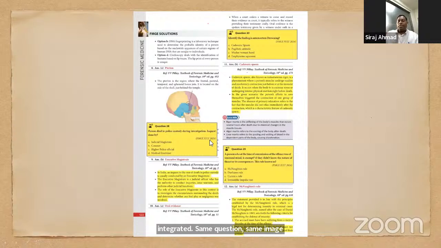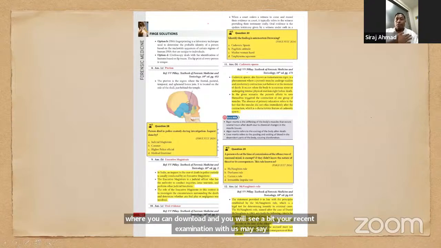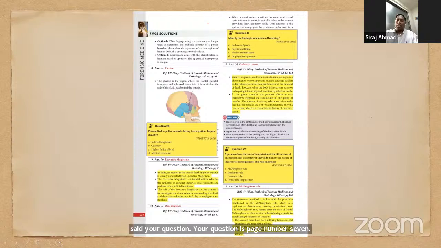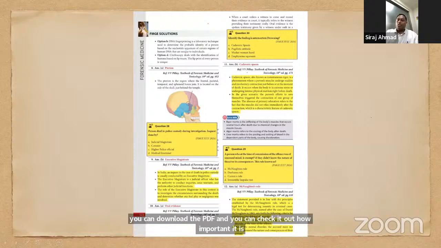और ये जो पीडीएफ है इसको हम टेलीग्राम ग्रुप में शेयर कर देंगे और इसका लिंक भी शेयर कर देंगे आपको, from where you can download and you will see कि अभी जो रिसेंट एग्जामिनेशन हुआ था उसमें से 140 प्लस, ये मैं नहीं बोल रहा हूँ, ये आपके सीनियर्स ने बोला है कि सर ये क्वेश्चन आया और उन्होंने ये मार्क किया हुआ है कि ये क्वेश्चन इस पेज नंबर से आया हुआ है. So you can download the PDF and you can check out how important it is for you to read the previous year topics.